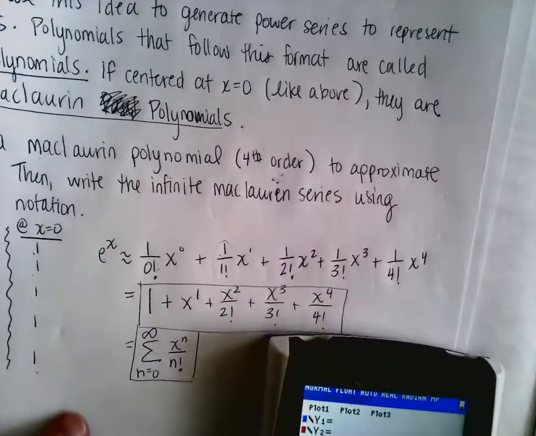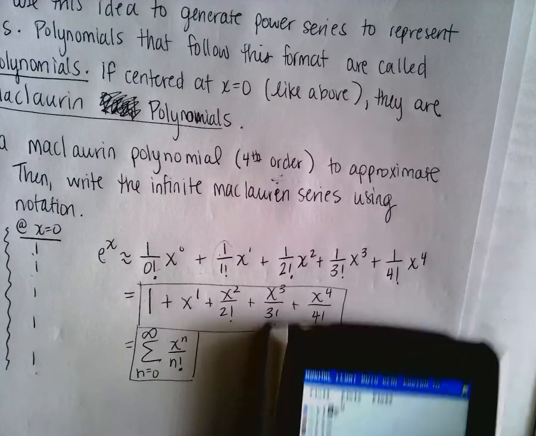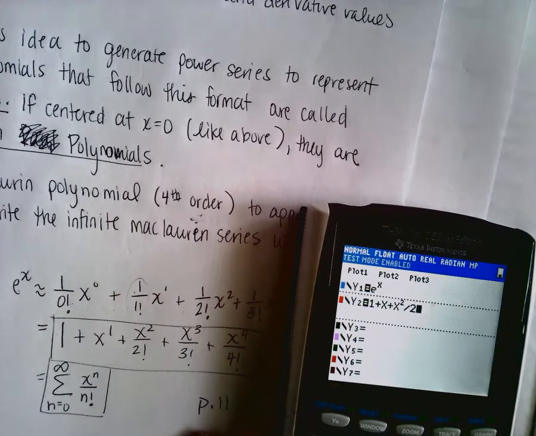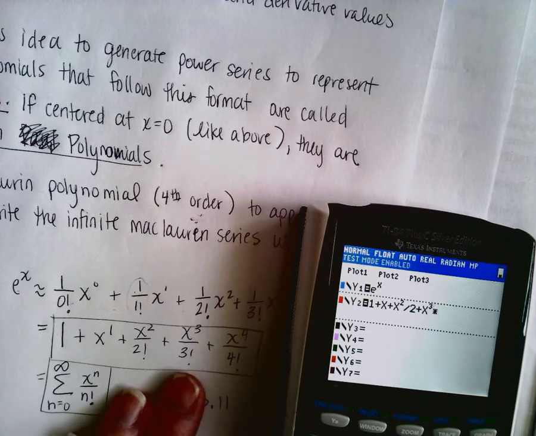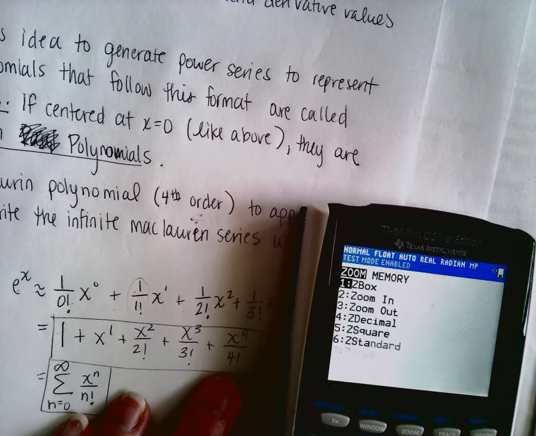So in y1, I'm going to graph e to the x, and in y2, I'm going to graph that answer that we just got. So 1 plus x plus x squared over 2 plus x to the third over 3 factorial, which is 6, plus x to the fourth over 4 factorial, which is 24. So, let's go back to our standard window. Let's just see what we get here.